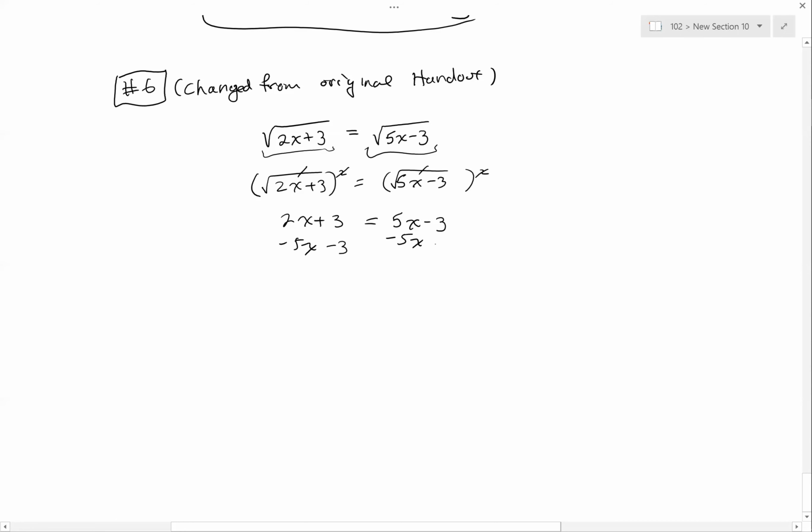So on the left-hand side, I will have negative 3x. On the right-hand side, I'll have negative 6. Finally, I'm going to divide both sides by negative 3. And I'll have x is equal to 2. So we followed the steps and we got a potential solution. Now we just have to check.